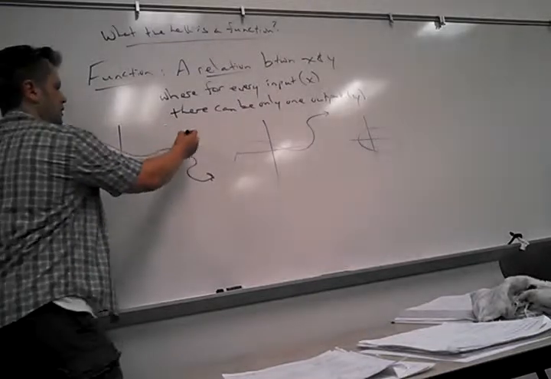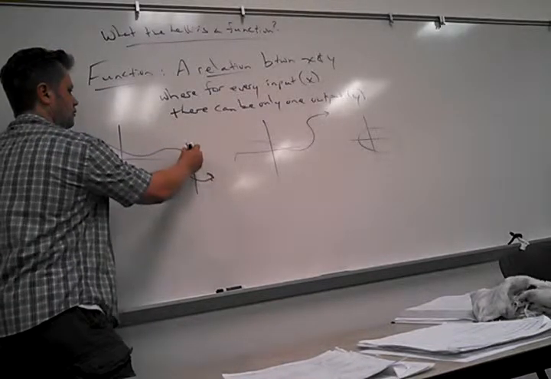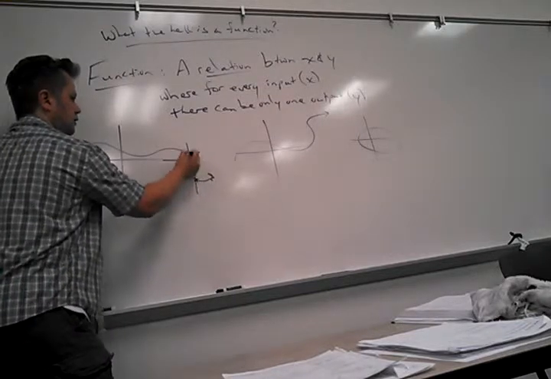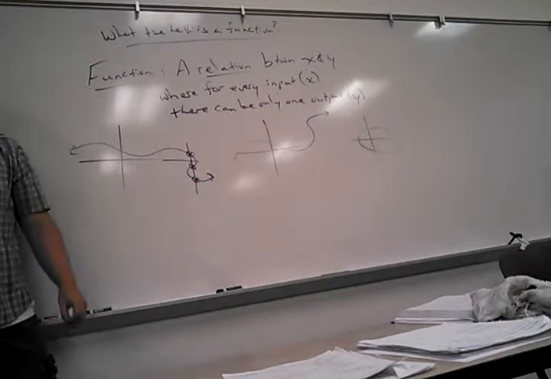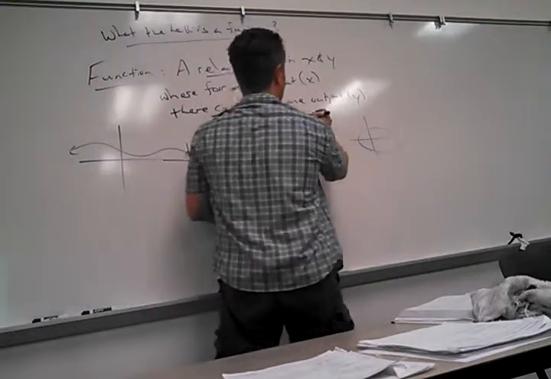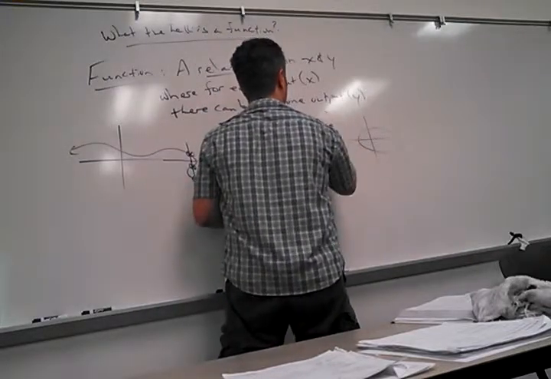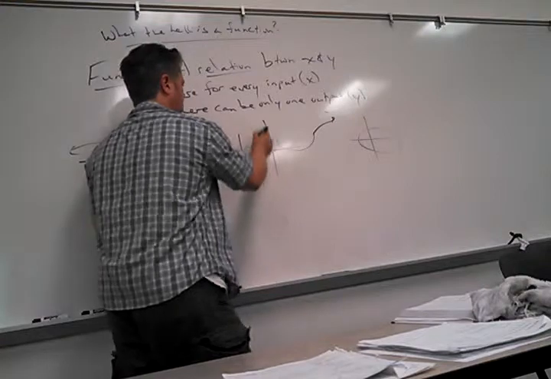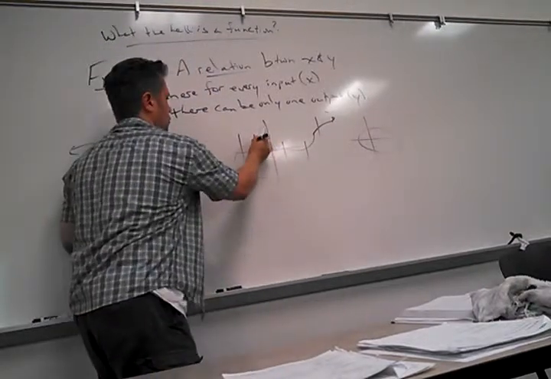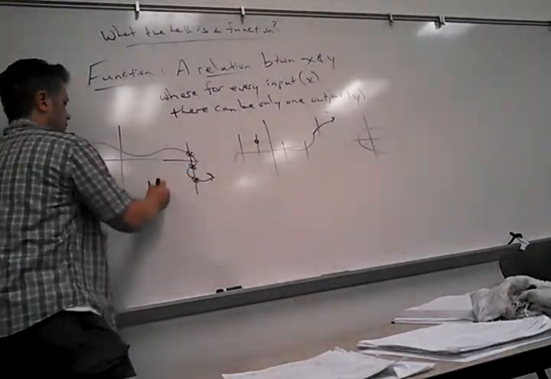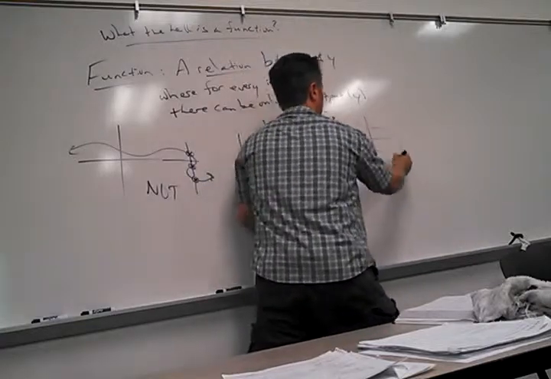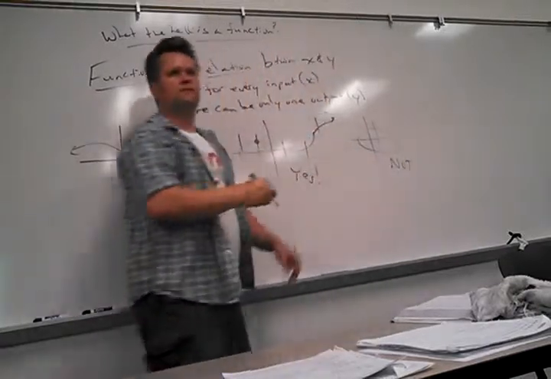Because it goes back on itself. Really, you can think of a vertical line: if a vertical line goes through more than once, that would mean that that x value has more than one output. If you draw any vertical line and it goes through more than once, does that make sense? This one does kind of go back on itself, but let me make this a little clearer. So this one's fine. Any vertical line I draw goes through only once. That means every x has only one output. So this is not a function. This one, yes, it's a function. This one, not a function, right?